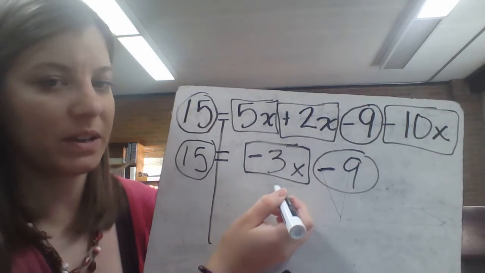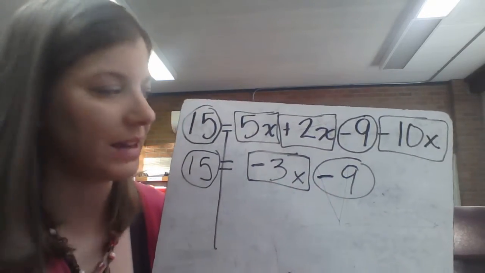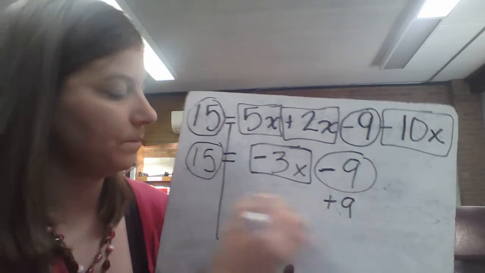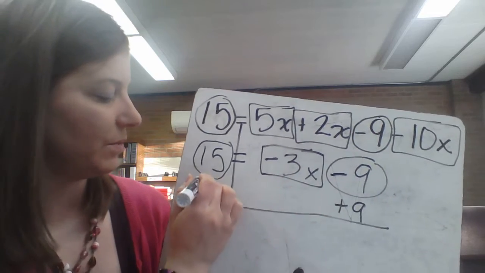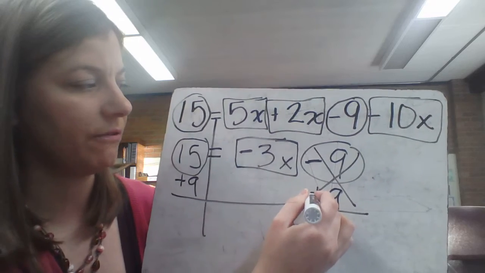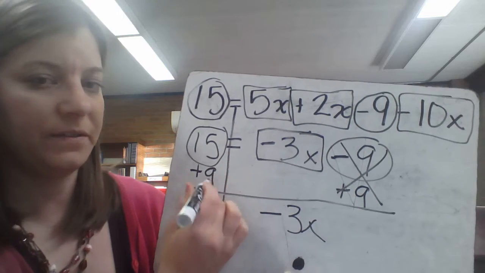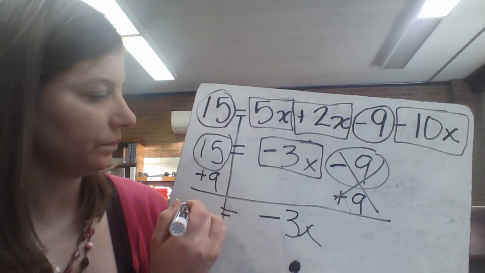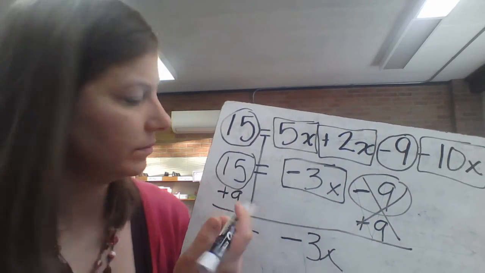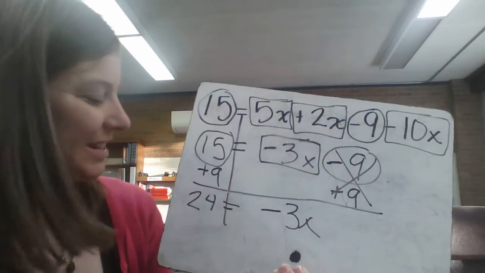Okay, I'm going to do boxes and circles again. And I notice all my squares are here. I need to bring this -9 over here. I need it to go away, to be 0, so that I just have this. So the opposite of -9 is +9 to both sides. Okay, so -9 plus 9, that's 0. I cross it off. Bring down my -3x equals 15 plus 9 is 24, sorry. I was thinking it was supposed to be 27, so 24. 15 plus 9 is 24.